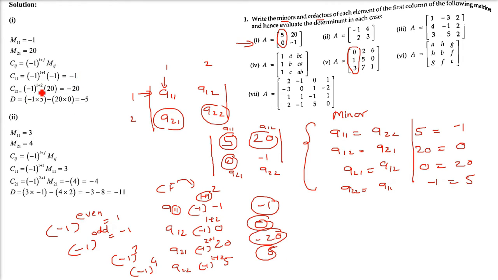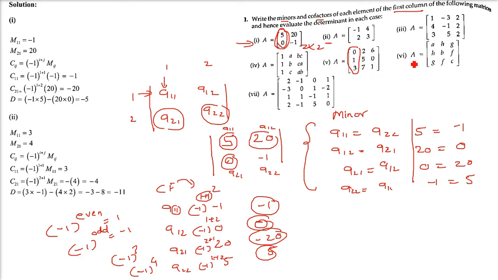In order to find the determinant in a 2 by 2, just multiply 5 with -1 and subtract the product of 20 and 0. That is 5 into -1 minus 20 into 0. So the determinant will be -5 minus 0, that is -5. So the determinant will be -5.